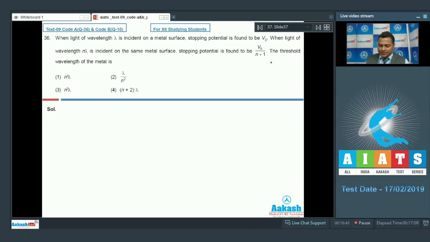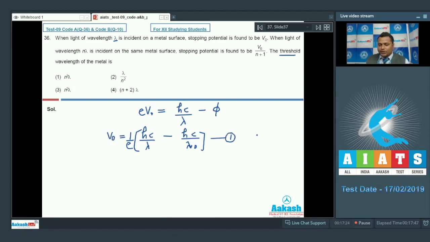Now, we have to establish the relation between threshold wavelength and the incident wavelength lambda. We know the very famous relation: e times stopping potential will be given by the energy of incident photon, hc by lambda, minus the work function. So from here we will get V0 as hc by lambda minus the work function, which can be written as hc by lambda naught, whole divided by e. This is equation number 1, suppose.